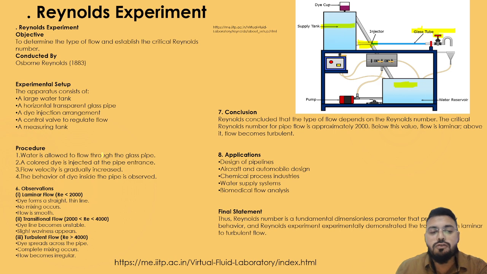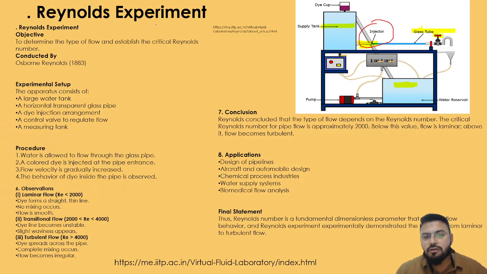Procedure is: water is allowed to flow through the glass pipe, a colored dye is injected from this injector, and the behavior of the dye inside the pipe is observed. So this is the injector. Observations, as we saw, Re less than 2000 flow is laminar, more than 4000 flow is turbulent, in between 2000 to 4000 flow is transitional.